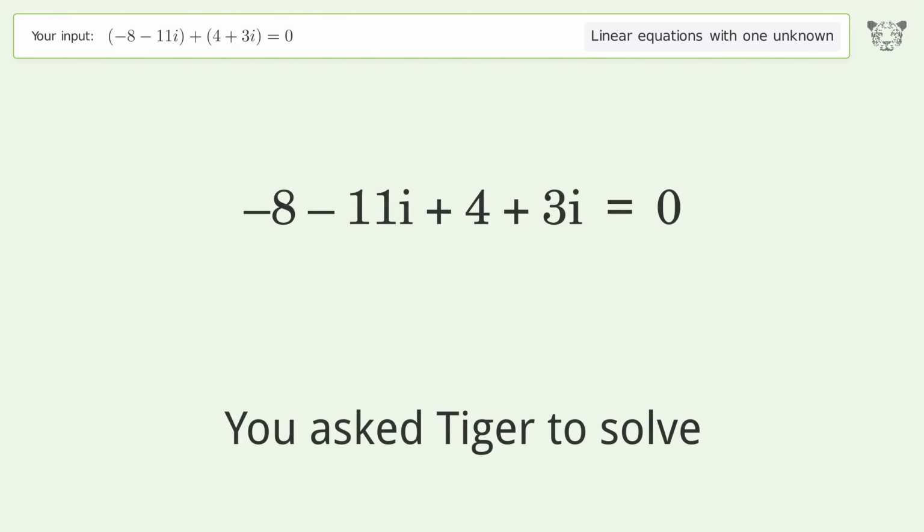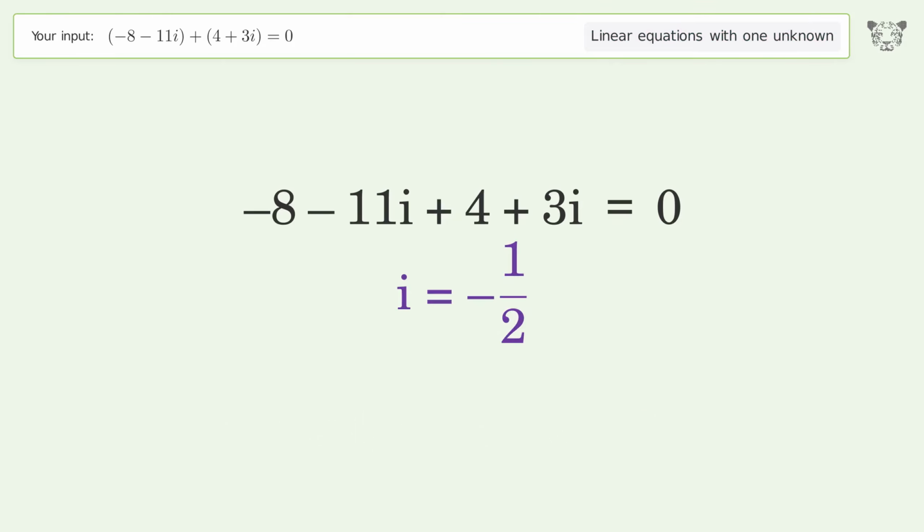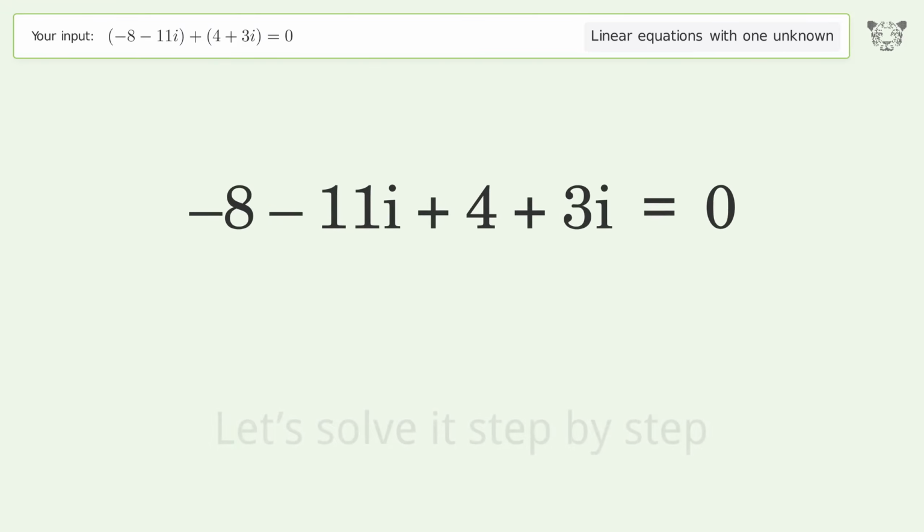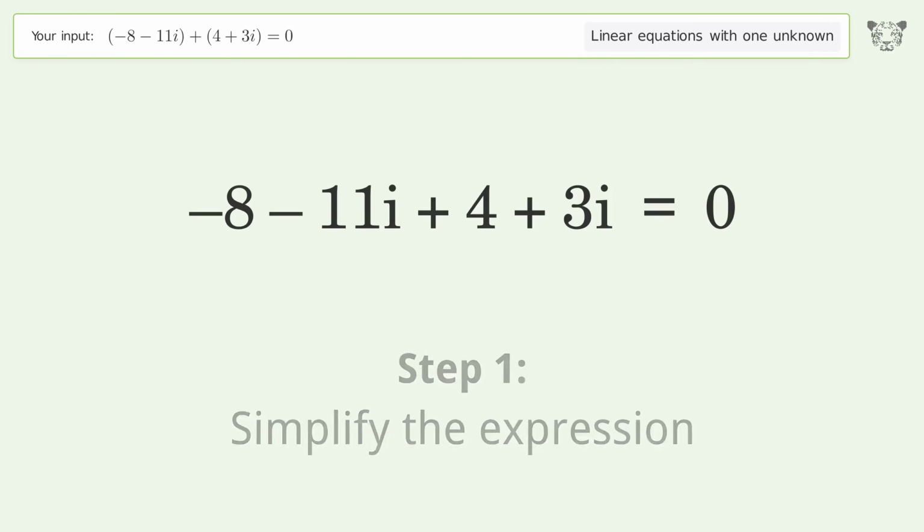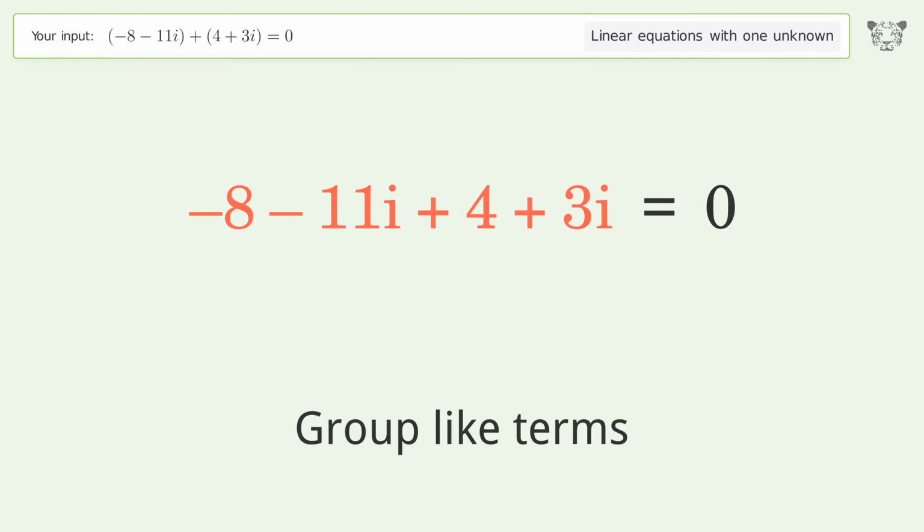You ask Tiger to solve. This deals with linear equations with one unknown. The final result is L equals -1/2. Let's solve it step by step. Simplify the expression. Group like terms.